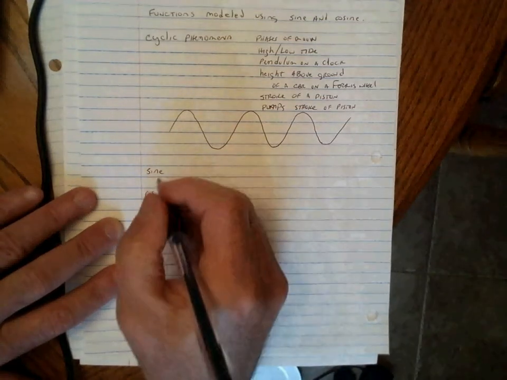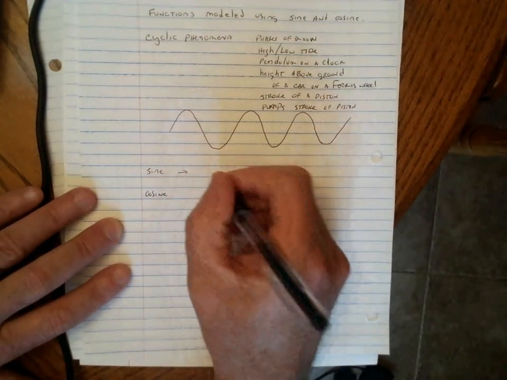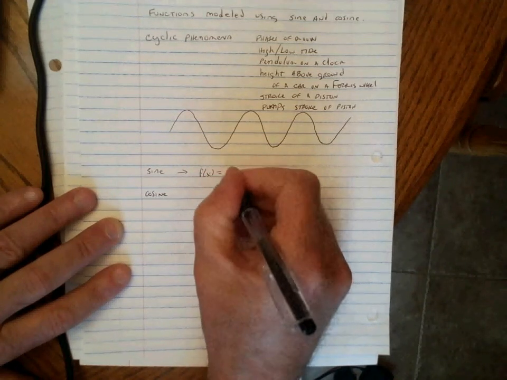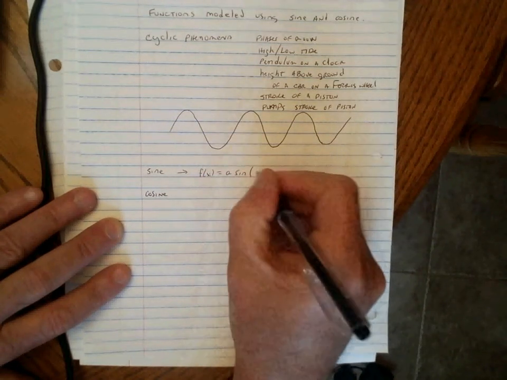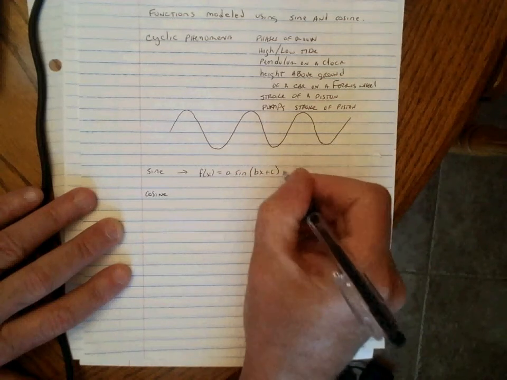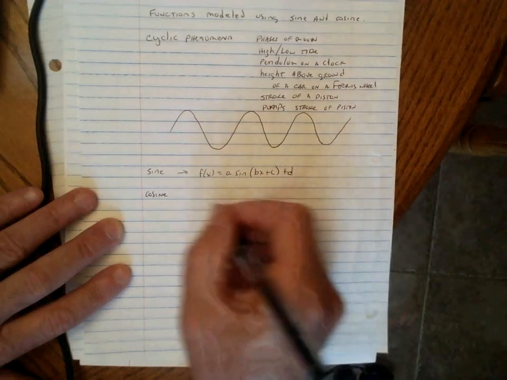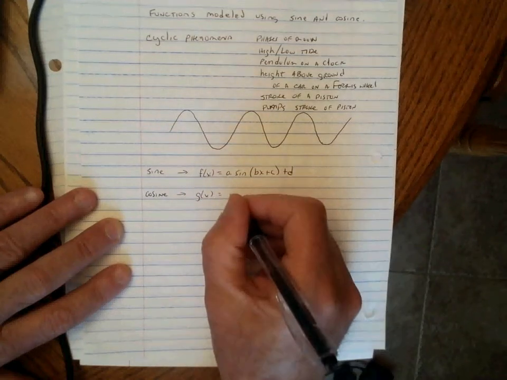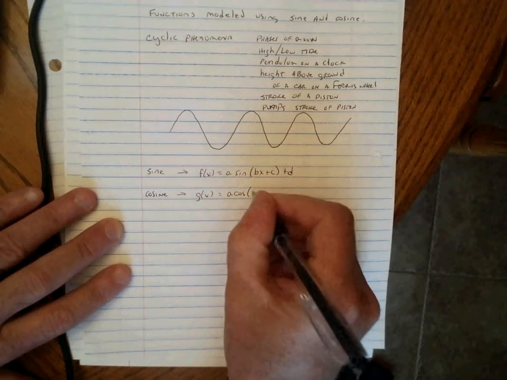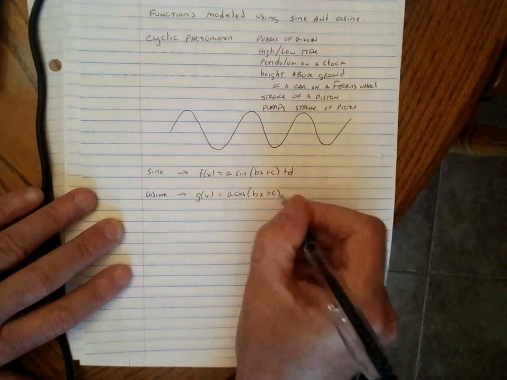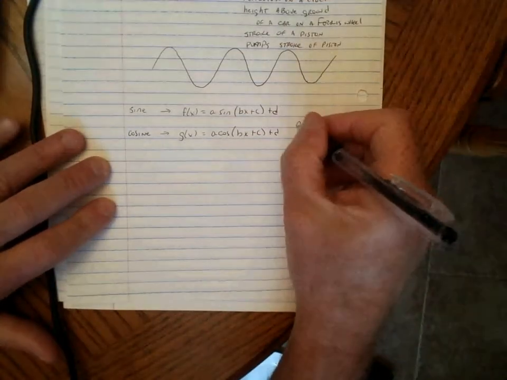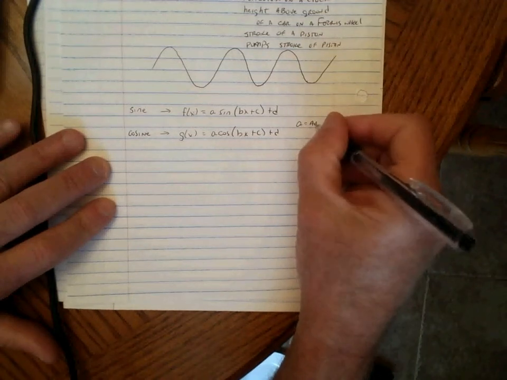Remember, if we have a function f of x equals a times sine of bx plus c, plus d, or g of x equals a times cosine of bx plus c, plus d, in both these situations, a is the amplitude, the absolute value of a.